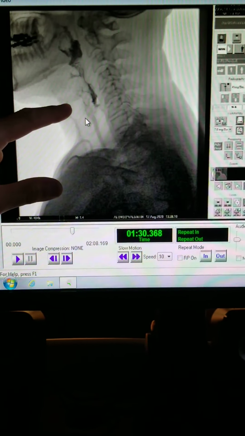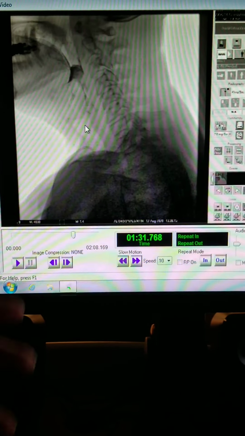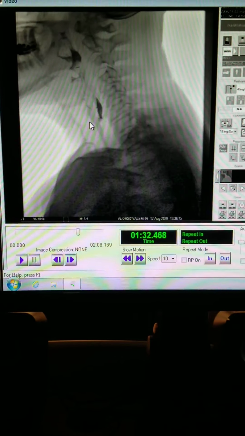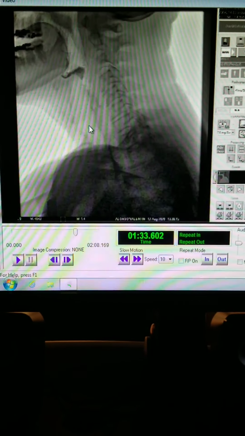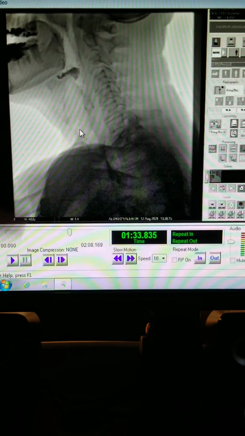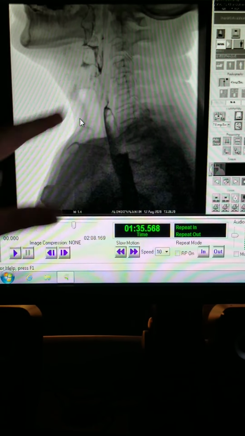There is a little instance where a little bit of that liquid again drops below the vocal cords, but I think just simply with the compression of the swallow, it clears out. Maybe a slight amount stays there. But again, that liquid that stays behind, that throat clear is really important. Yeah, see it redemonstrate right there.